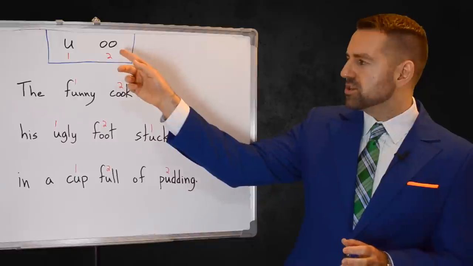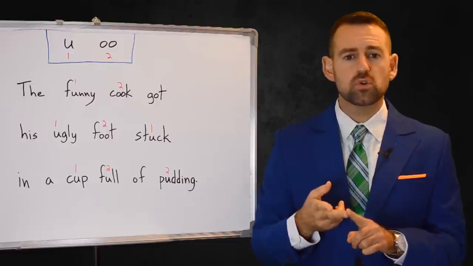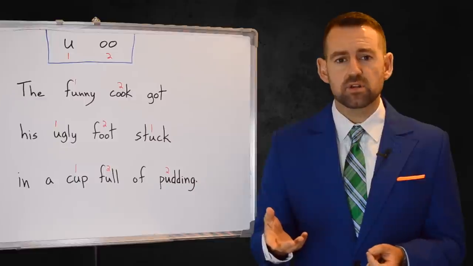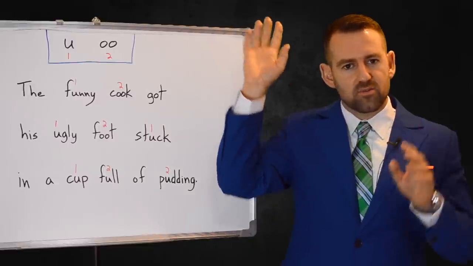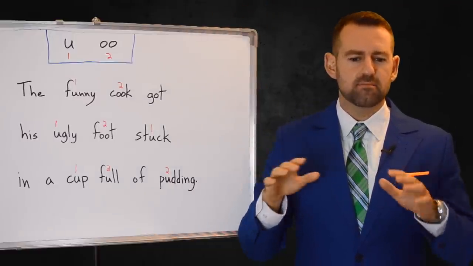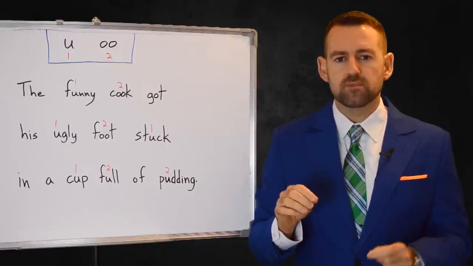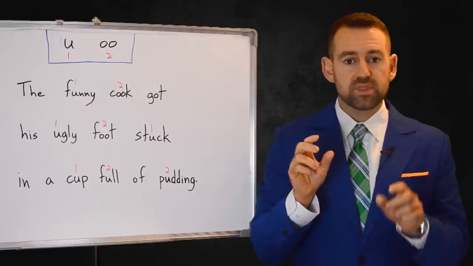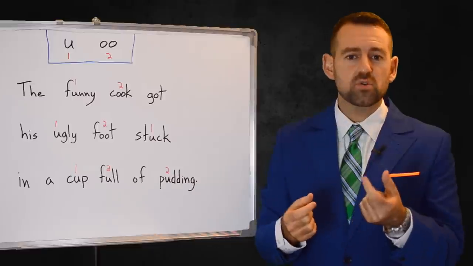Okay, now you might be wondering when the letters O-O make the sound uh and when they make the sound ooh, because they can make both sounds in different words. For example, the word moose. Okay, a moose is a big animal that lives in Canada with the big antlers. These things are called antlers. So moose are huge animals. In that word, it's ooh, moose. But in a word like book, it's short. But they both look the same. So how do you know when it's uh and when it's ooh?